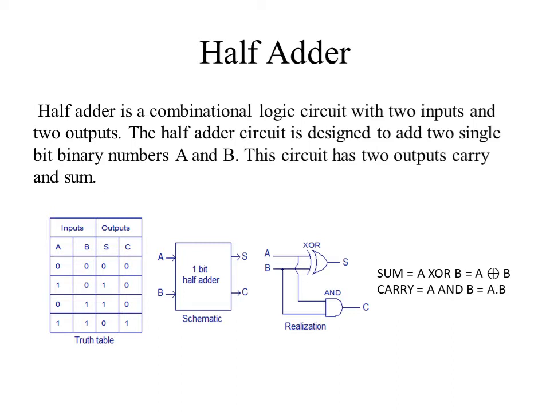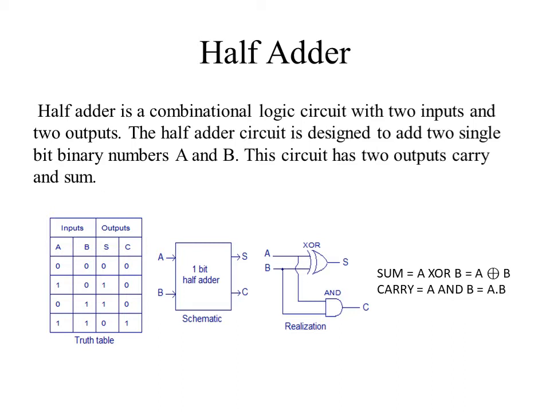The truth table for half adder is shown, in which when both the inputs A and B are added, that is 0 plus 0 will give output as 0 and carry also as 0. When 1 plus 0 is added, the sum will be 1 and carry will be 0. Similarly, when 1 plus 1 is added, the output will be equal to 10, from which sum will be equal to 0 and carry will be equal to 1.